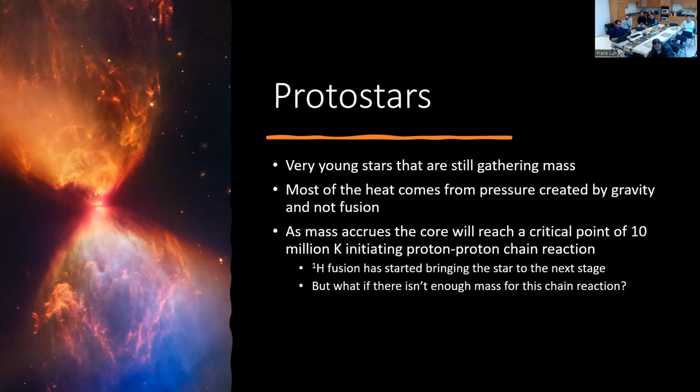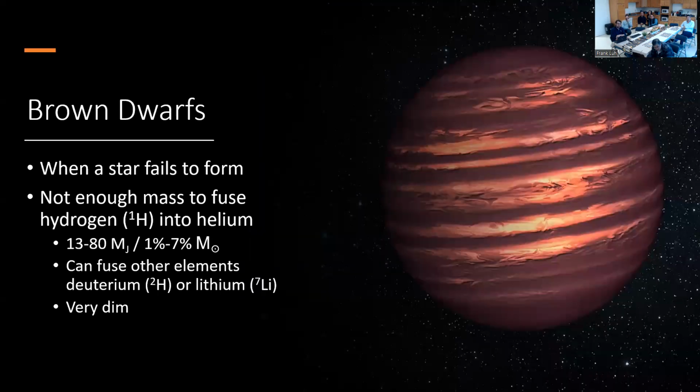But if there isn't enough mass to get to that point of 10 million Kelvin, you'll get something called a brown dwarf. This is basically the failure of a star to form. These are bodies between 1 to 7% solar mass, or the mass of the sun. So they're still massive, big things, but they just don't have enough mass to consolidate the core to get to the 10 million Kelvin point. Sometimes they can fuse elements that are easier to fuse, like deuterium and lithium, but generally they'll be very dim, not very bright, and it's very sad.